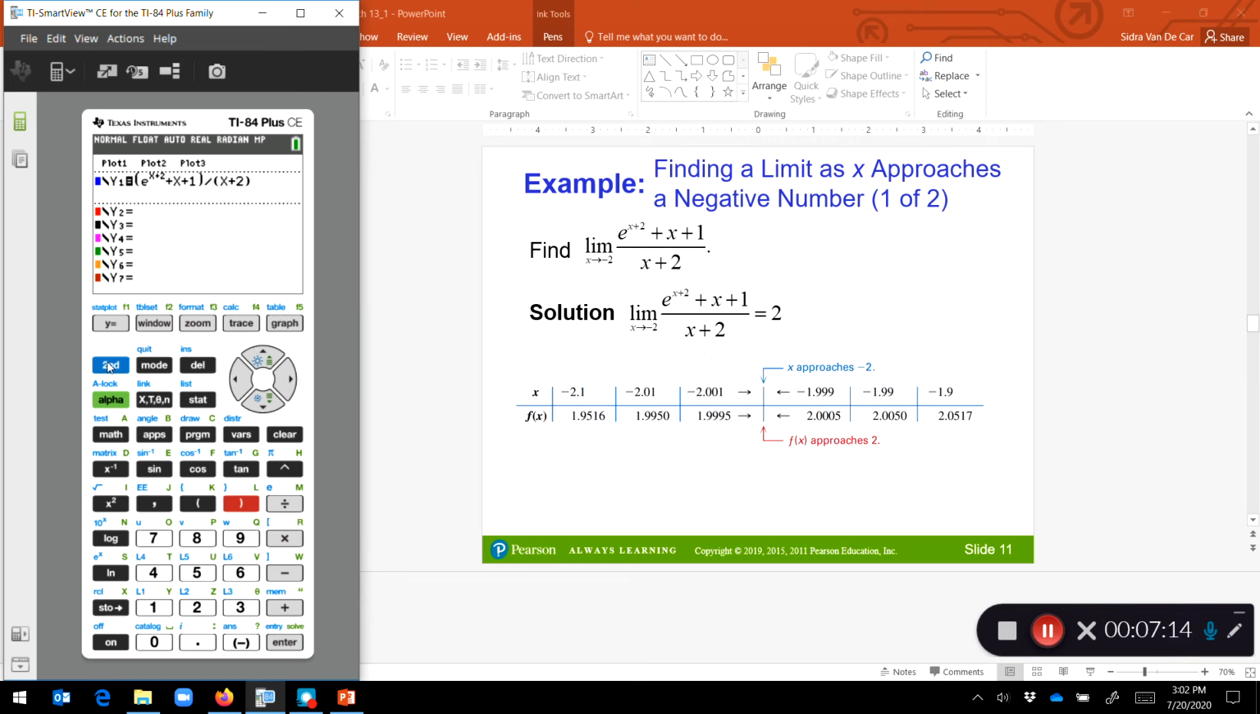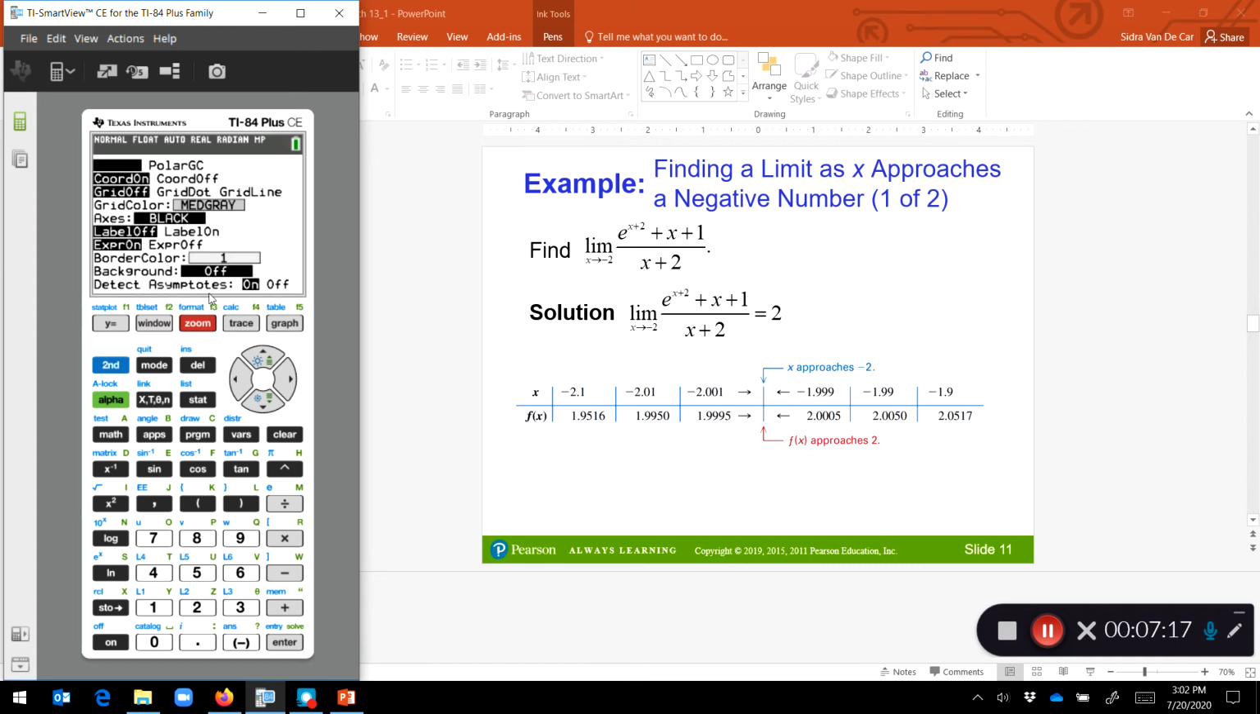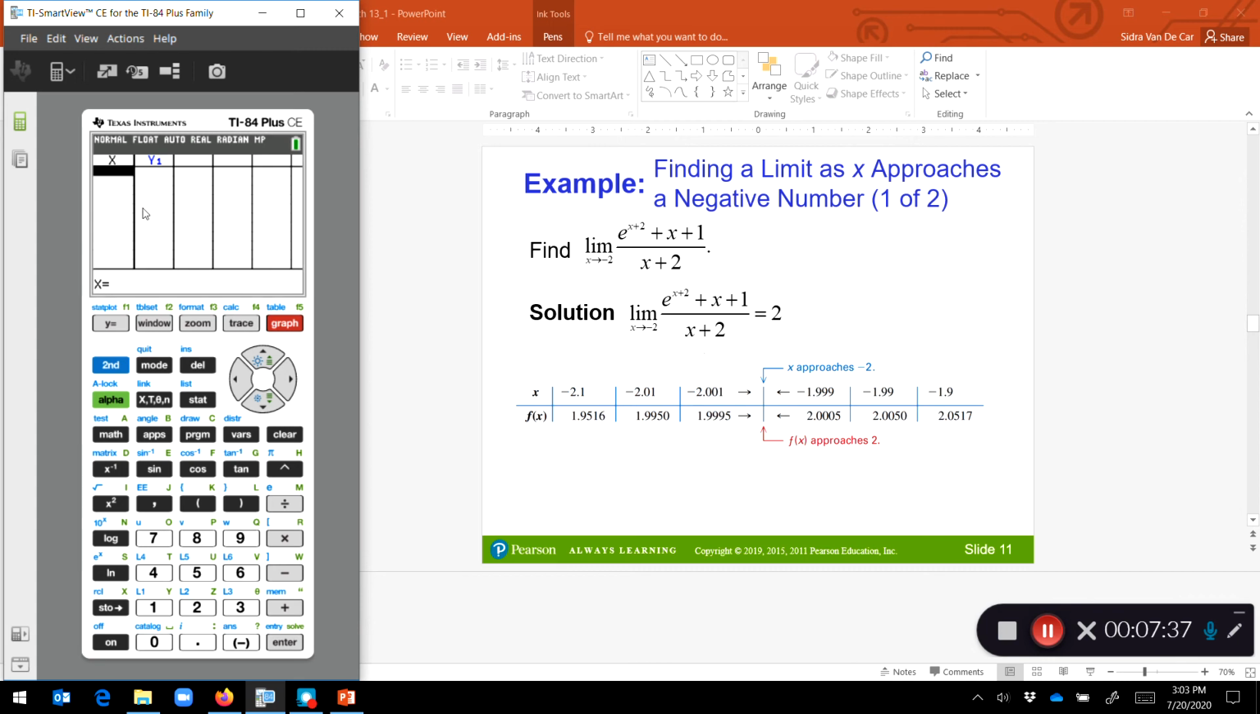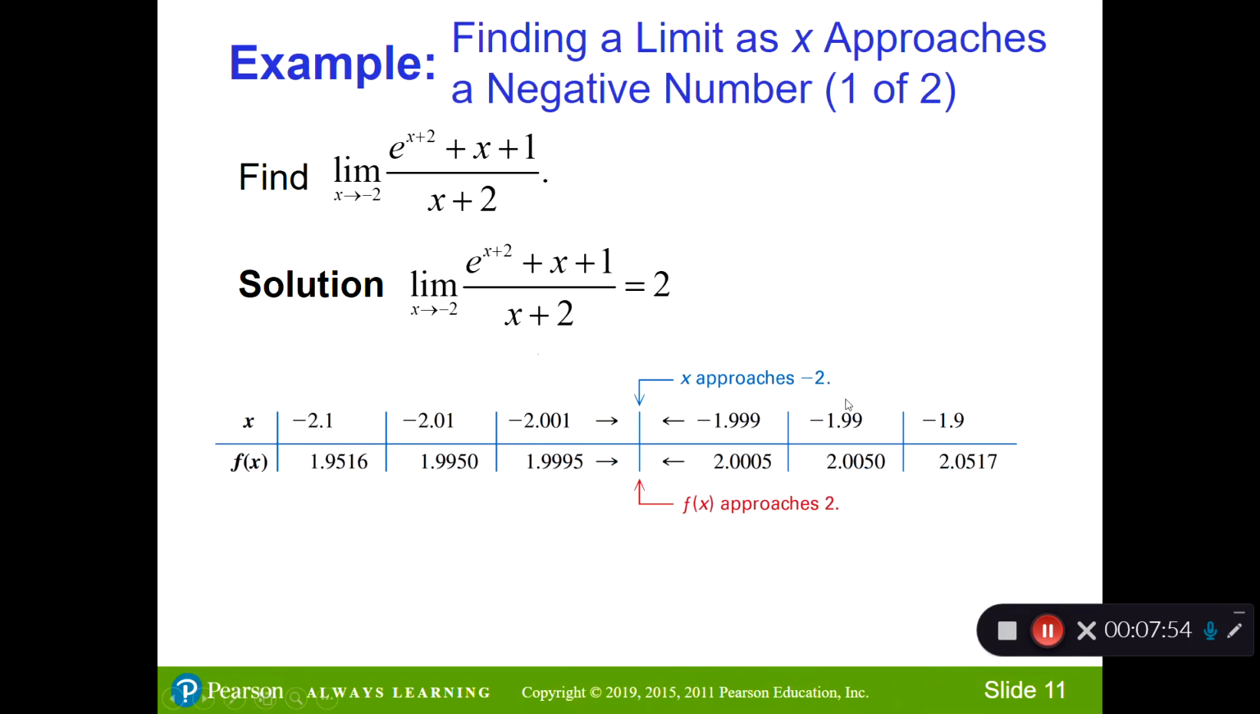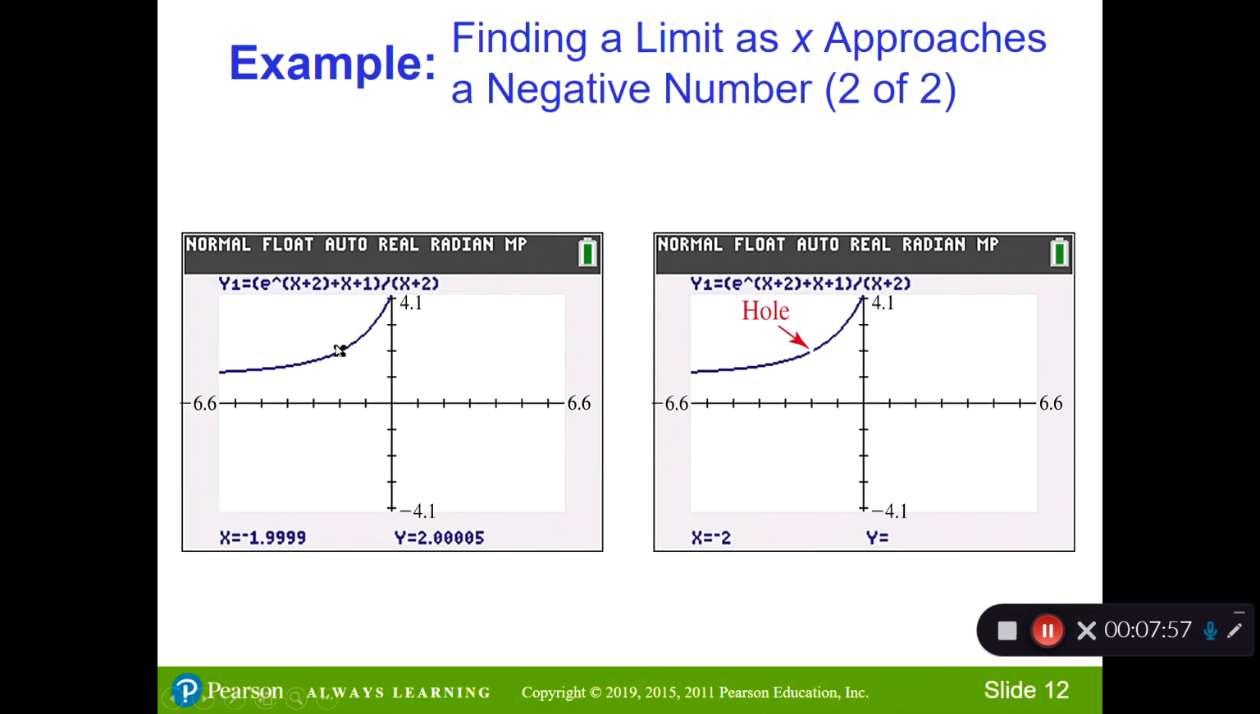So the first thing that I'm going to do is hit second and format. And I'm going to change, second and table set right here, the window key. And I want to change the independent from auto to ask so that I can plug in values for the independent variable. Now go into your table. It's blank here. But if I type in -2.1, it gives me the first value. And then -2.01 and so on. And that'll allow me to fill out this table of values. We can see graphically we are getting close to that y value, but there's a hole there at -2.